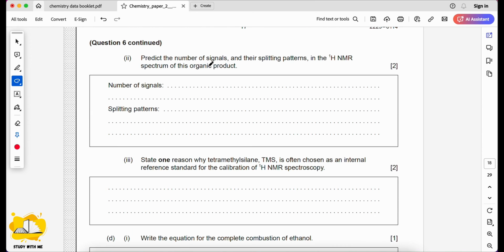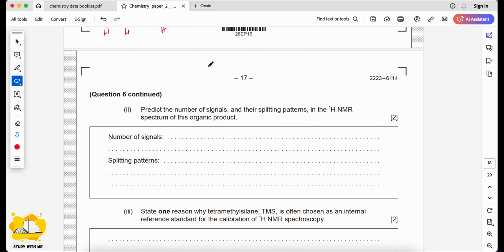Next, predict the number of proton environments and their splitting pattern in the HNMR spectrum. Let me write down the formula again. The structure is CH3, CH2, and OCOH. The number of proton environments will be 3. There are 3 environments of proton: the H of the formate, then CH2, and then CH3. So it will be 3 environments.